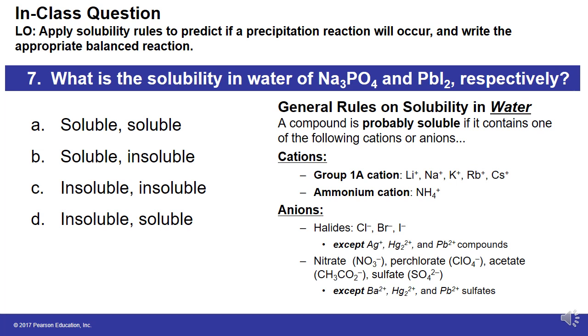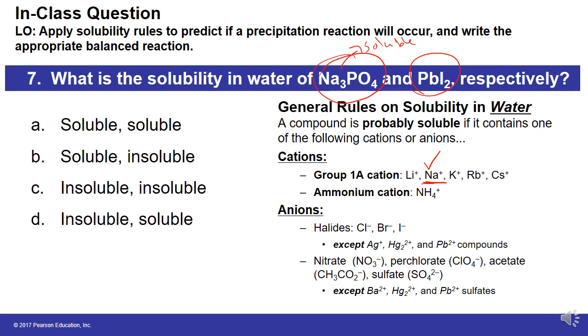All right, so we've got sodium phosphate and we've got lead iodide. Well, the rule says that sodium ions in compounds are soluble. So this guy is soluble. And even if you looked at the other guidelines page, you'll see that phosphate is generally soluble, especially when it's in compounds with group 1 alkali metals.